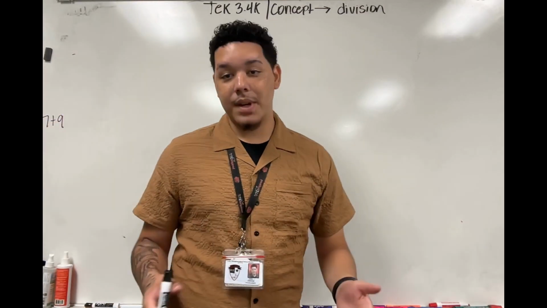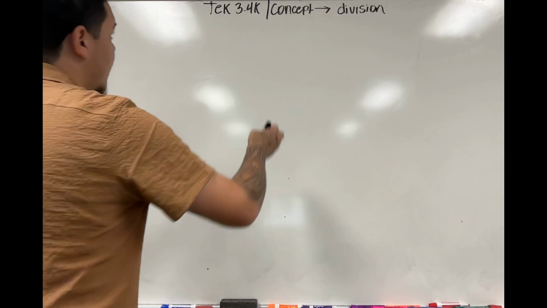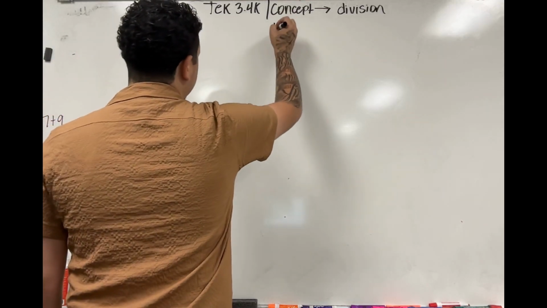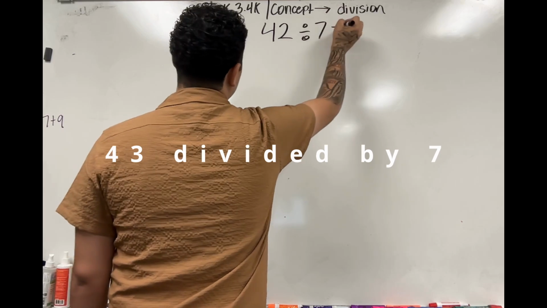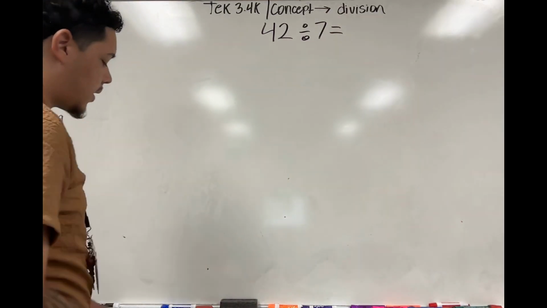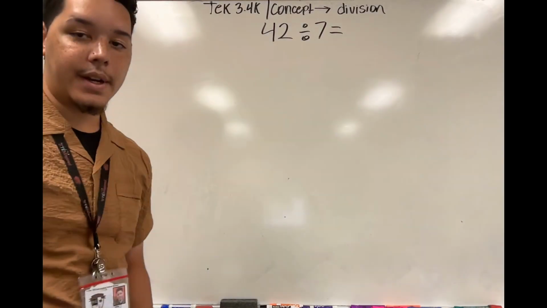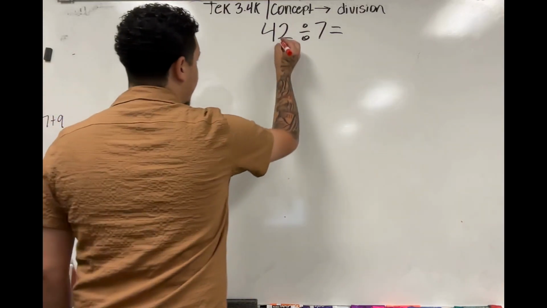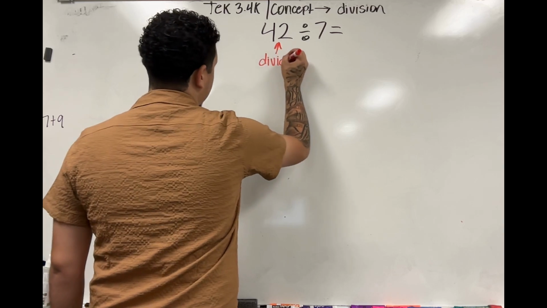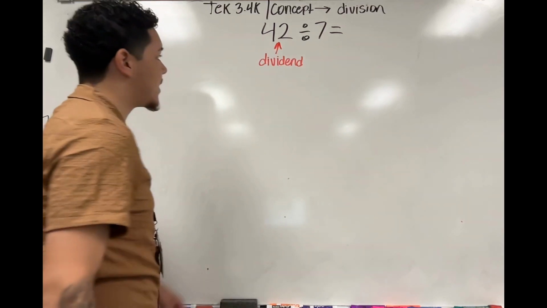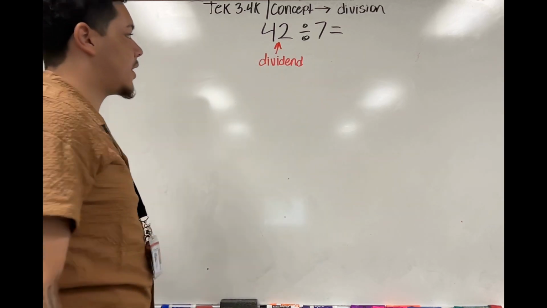All right, so I'm going to give you an example and we're going to work through this together. The example that I want to give you here is 42 divided by 7. When I'm looking at a problem like this, what I want to remember is my vocabulary. I know that 42 will be my dividend, because in a division problem, this is the total number that we're trying to get to. Okay, 42 is our dividend.